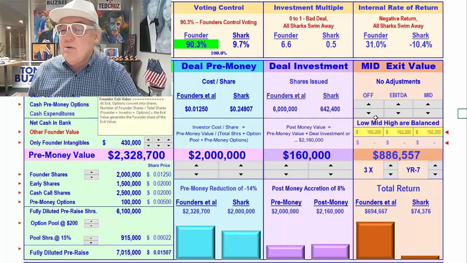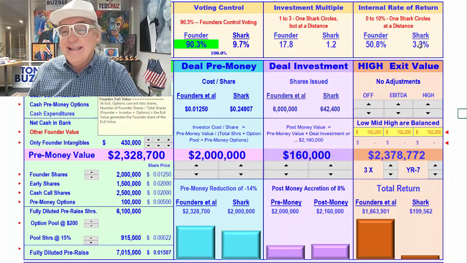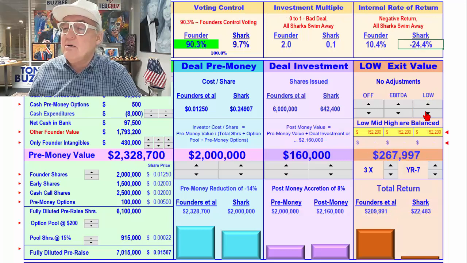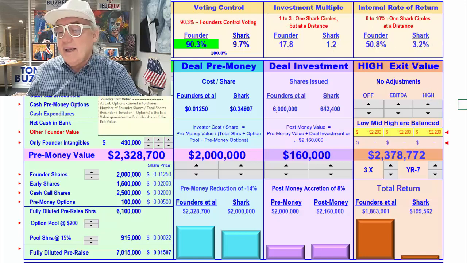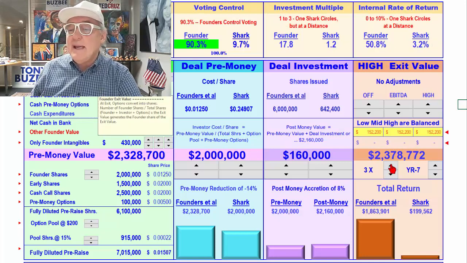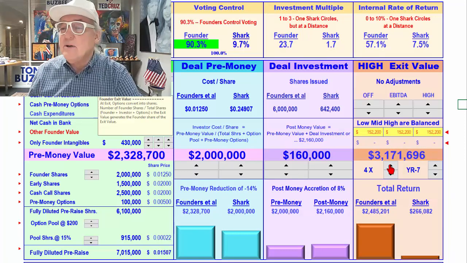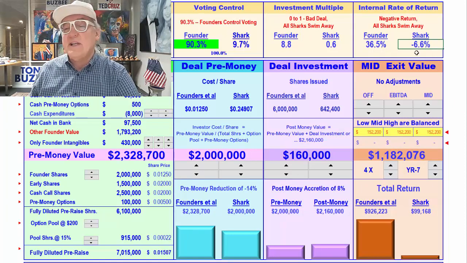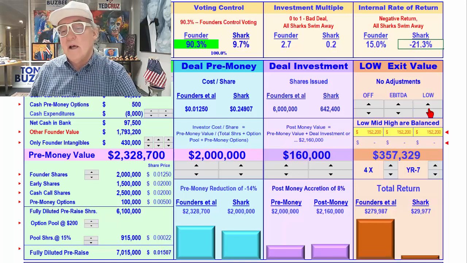And let's go see what happens when we do the high. Well, you see, now we're breaking into the positive. Let's go try the low. Well, none of this is very exciting for anybody. Now, let's see what would happen, of course, if we could get 4 times EBITDA. Crank up here to 4 times EBITDA, because 3 is crazy low. So the high gets 7.5. Not very good. Minus 6 for the mid, and minus 21 for the low.